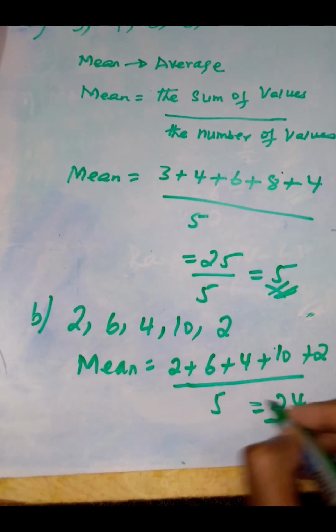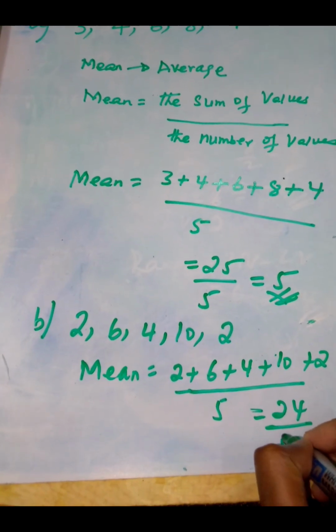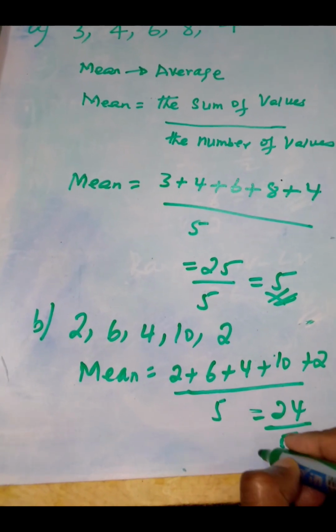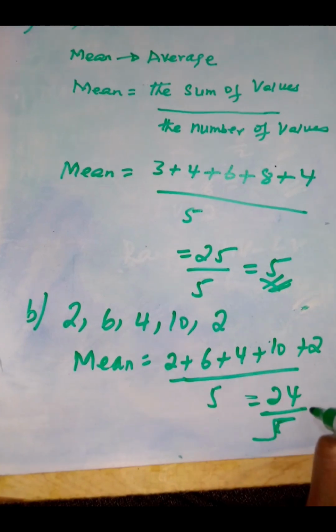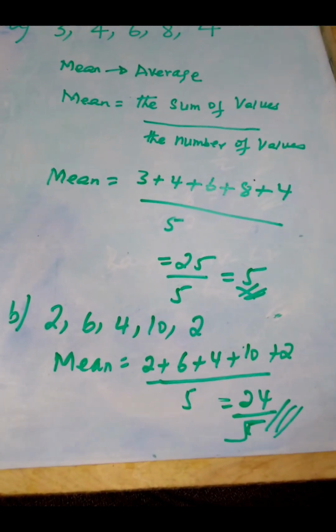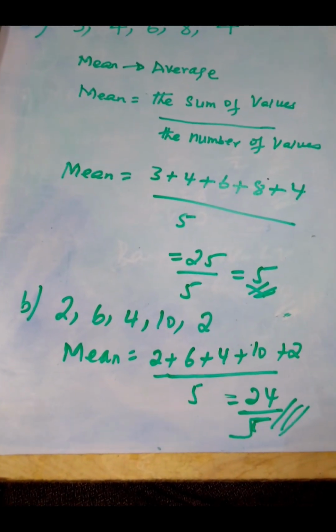24 over the number of values, 5. So 24 over 5 will be the answer, but you can put it in simplified form.